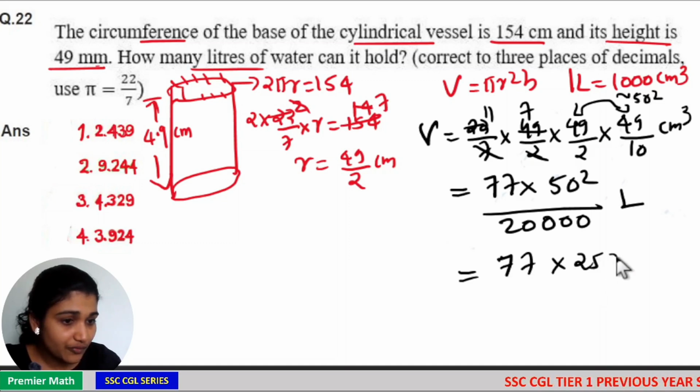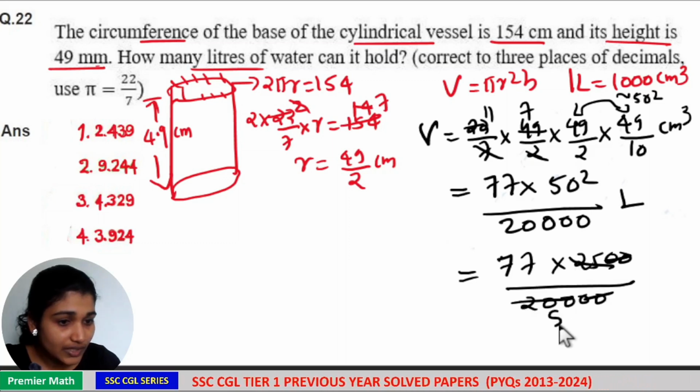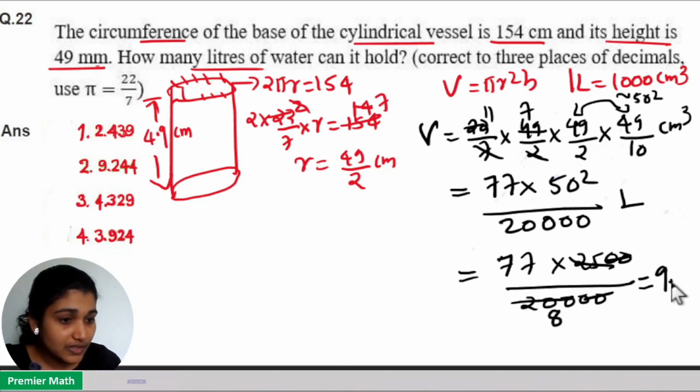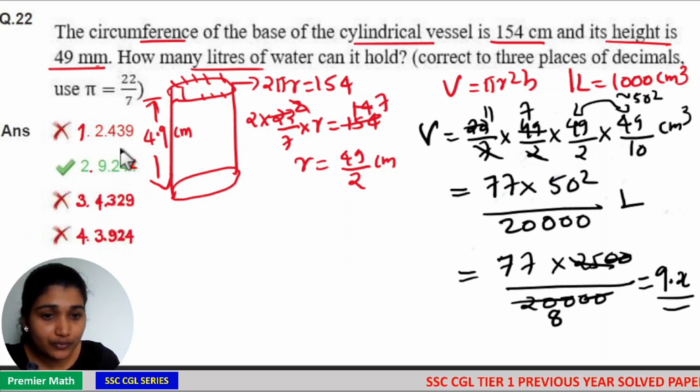Now this is equal to 77 into 2500 divided by 20,000. 00 and 00 cancel. 25 goes 8 times in 200. Now 8 goes 9 times in 72. Remaining 9 point something. So option 2 is your answer. 9.244.